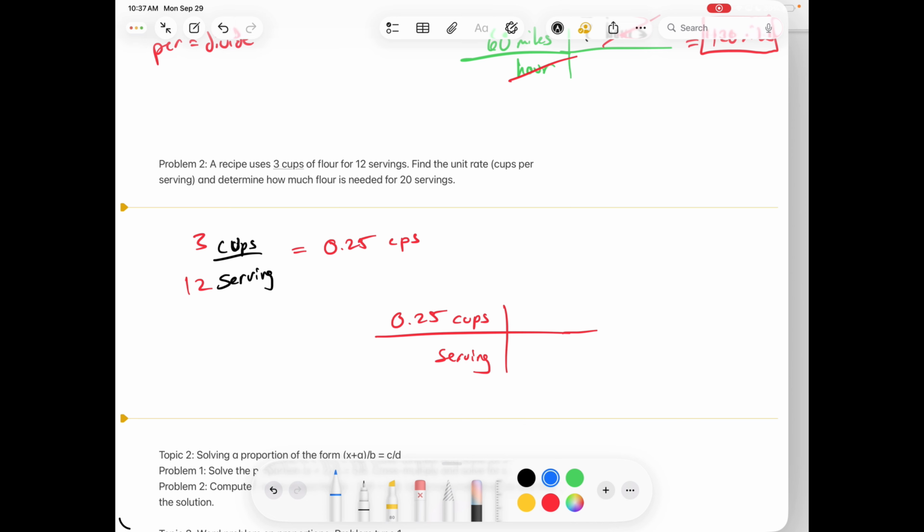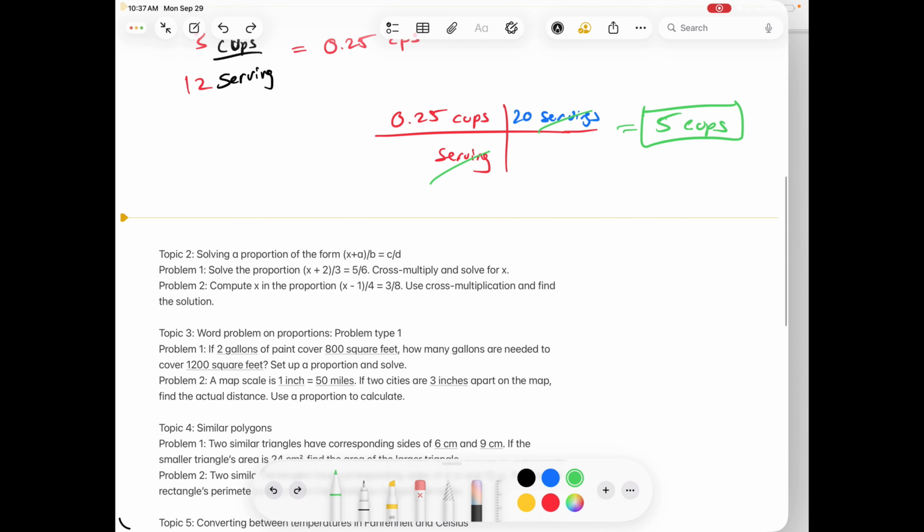So if I had 0.25 cups per serving, which is 1/4, and I want to know we have 20 servings, I'm going to write 20 servings up here so that the servings cancel out. Since they are both on top, I multiply them. And this would be 5 cups for 20 servings. So that little rectangle thing is called dimensional analysis, but it really just helps you remember whether to multiply or divide. You don't have to do that if you think you can do it without it.